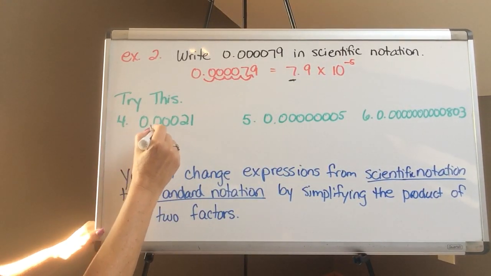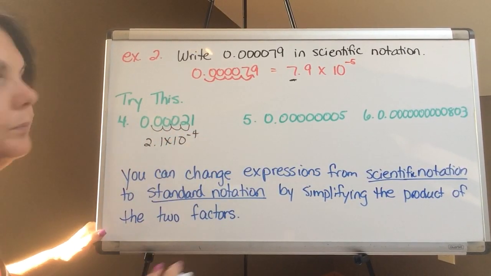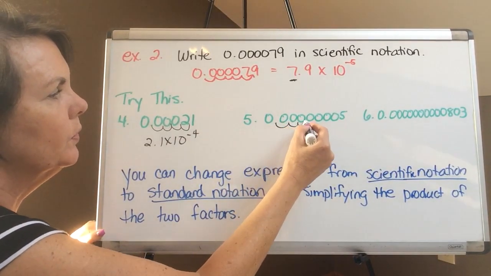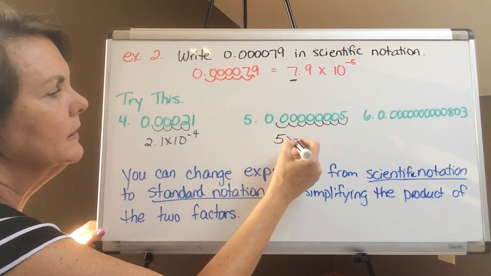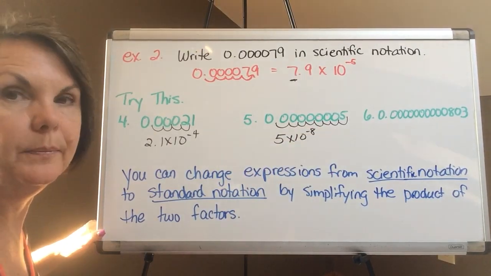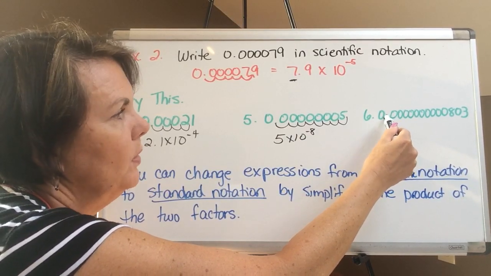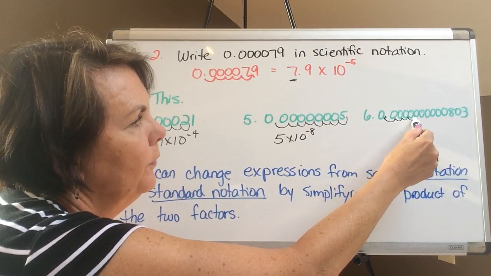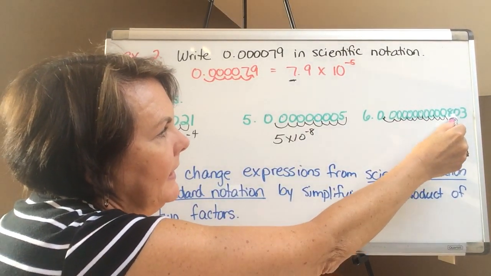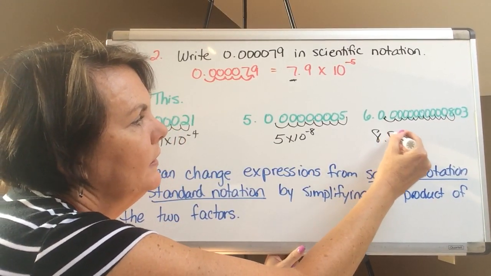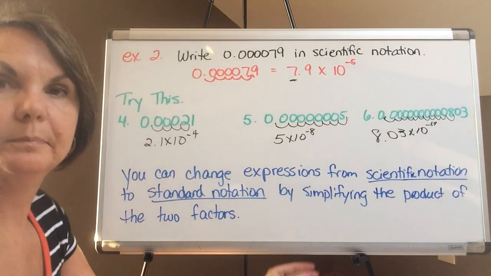So let's try this one. 1, 2, 3, 4, 2.1 times 10 to the negative 4. Let's try this. 1, 2, 3, 4, 5, 6, 7, 8. So that's going to be 5 times 10 to the negative 8. Whoa, this one's extremely large, or extremely small actually. 1, 2, 3, 4, 5, 6, 7, 8, 9, 10, 11. 8.03 times 10 to the negative 11. Okay.